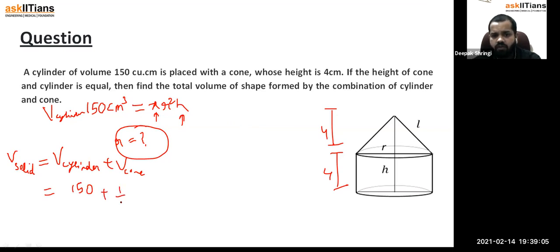The volume of the cone is 1 upon 3 pi r square. Let me tell you, r and h both are the same in both solids. So you can also write pi r square is equal to 150. You do not need to find out the value of r. Just put the value of 150 in pi r square. So 150 over 3 will be 50, plus 150 will be 200 centimeter cube.